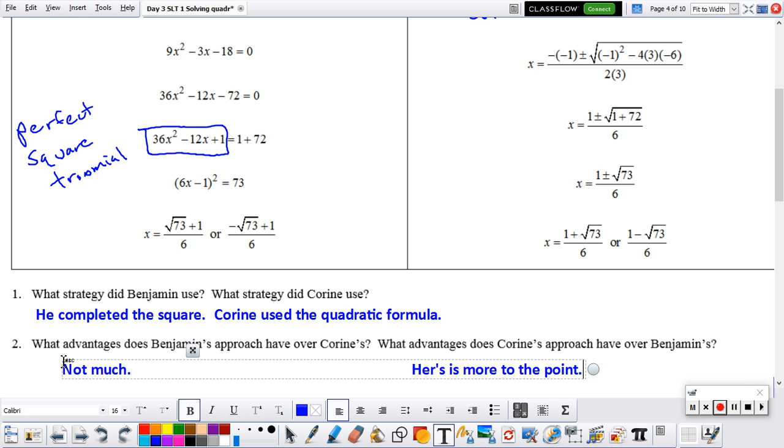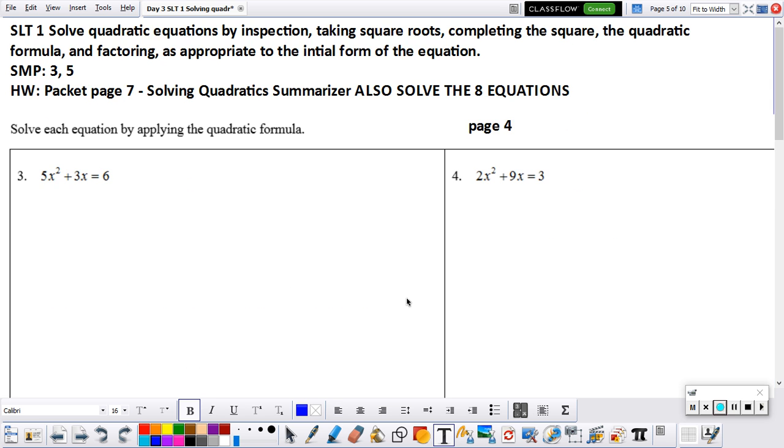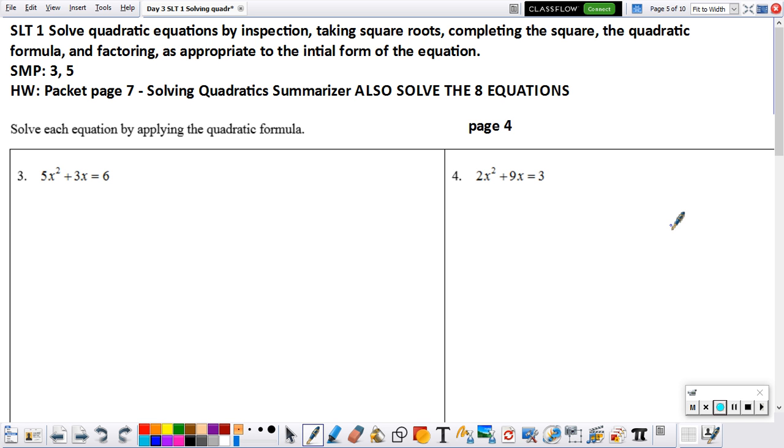Okay? So everyone go ahead and flip to page 4. So now we've got two problems here. And we're actually going to solve both of these problems with the quadratic formula. So we want to remember the quadratic formula, and I'm going to write it down one more time, and then I'm never writing it down again because you will have it memorized.